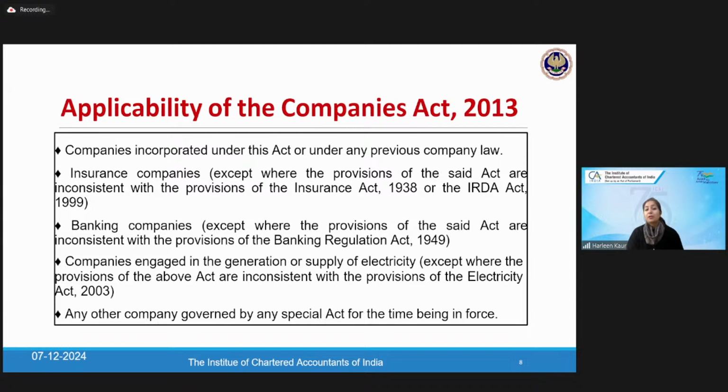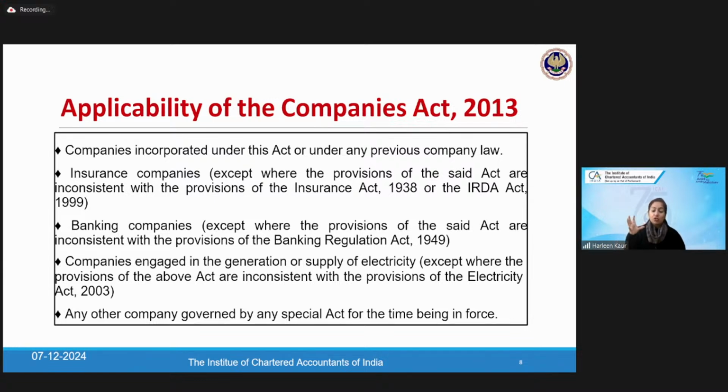Yes, ma'am. The Companies Act is applicable to insurance companies also. It is applicable to banking companies also. It is applicable to electricity companies also, and any other company governed by any special act, like your ICAI Act, a statutory body. So there also, the Companies Act is applicable to these kinds of special act bodies also. Now, the Companies Act is applicable to insurance companies except where the provisions are inconsistent with the provisions of the Insurance Act. Insurance companies have to comply with the Insurance Act 1938 or IRDA. Banking companies have to comply with the RBI regulations as well as the Banking Regulation Act. An electricity company has to comply with the Electricity Act.